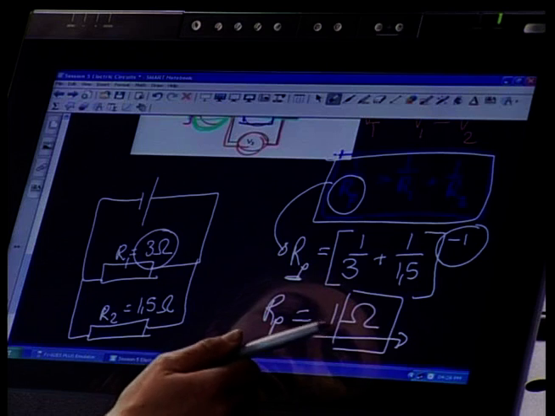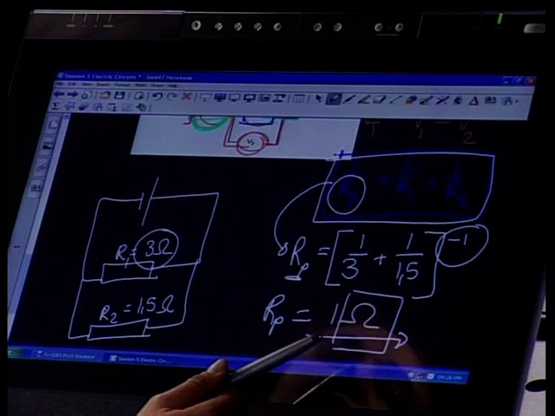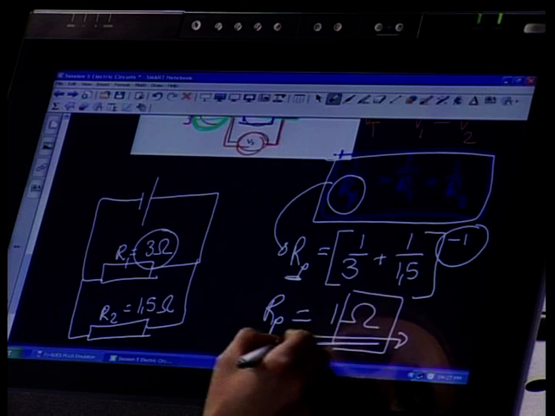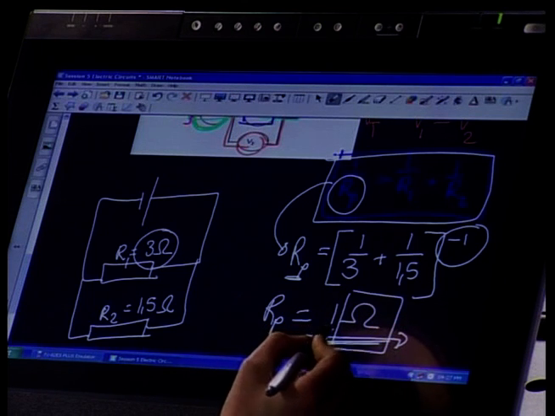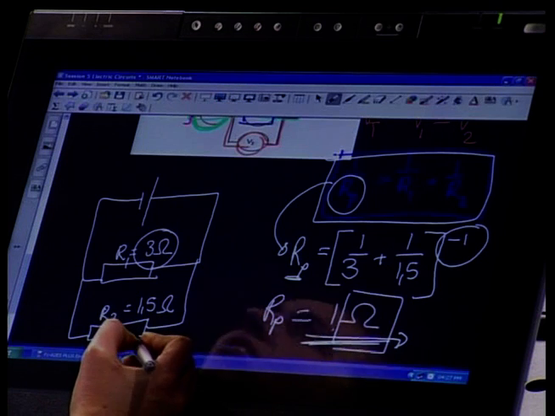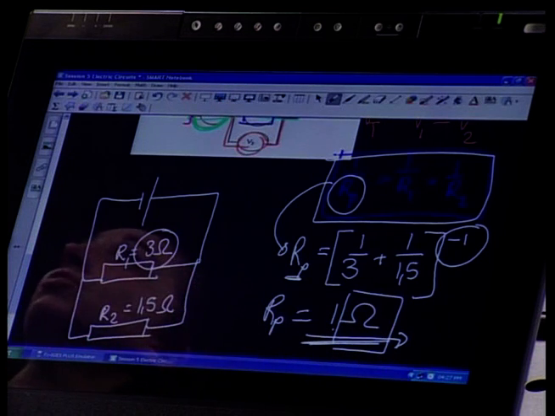And the other key important thing to note over here is that now that you've looked at our answer, you'll see that this resistance is less than any of the values that we had in our original circuit.